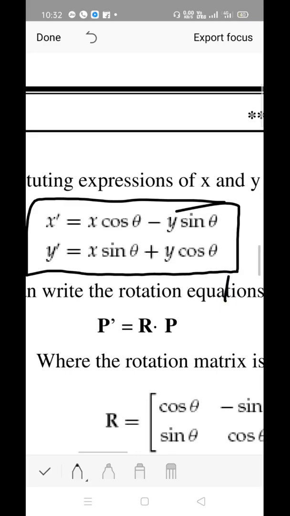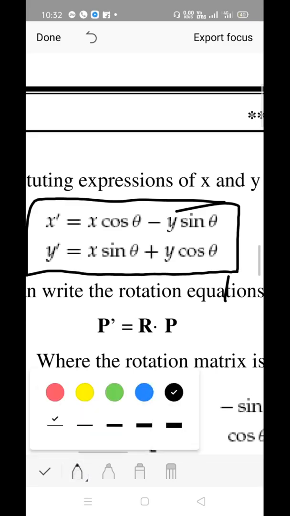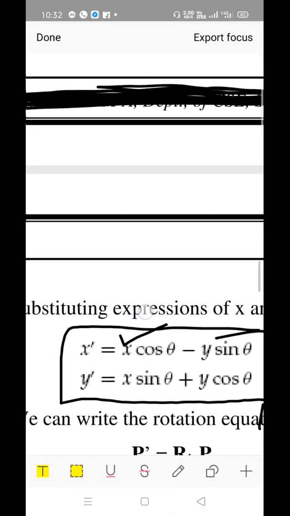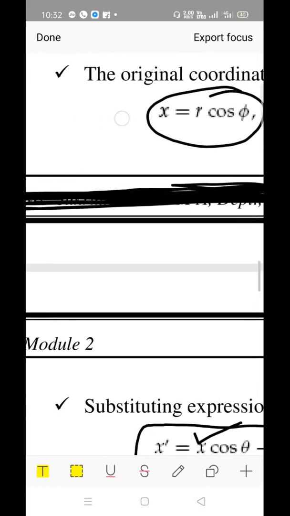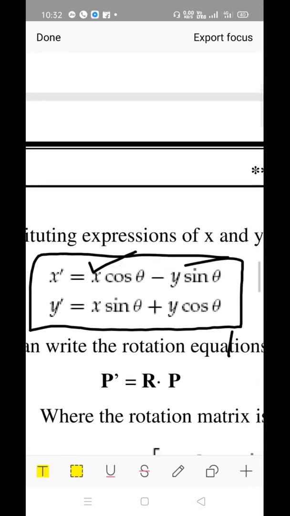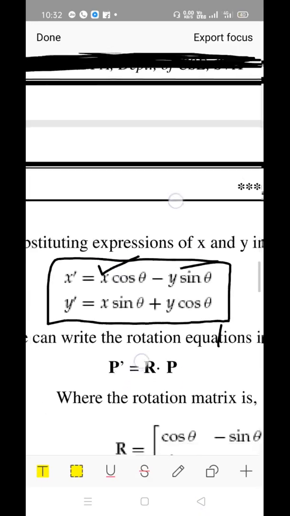So after substituting, instead of r cos phi cos theta, we are writing x cos theta. Where did that x come from? With the help of the above formula, x is nothing but r cos phi, right? So we got that simplified equation. Similarly, y we have substituted, then for y dash also we get x sin theta plus y cos theta.